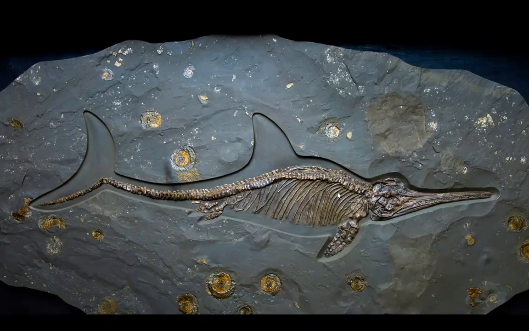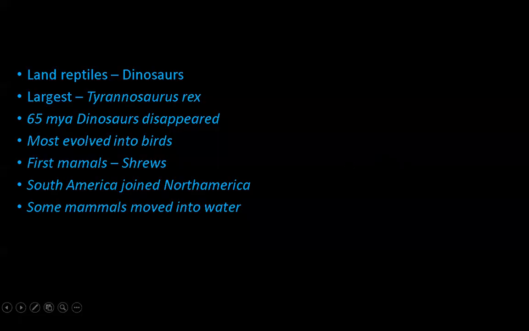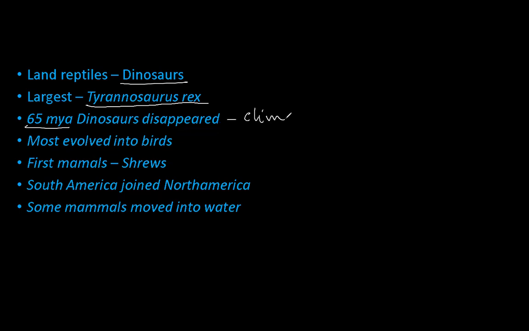And evolution continued. The largest reptiles were the dinosaurs. And among them, the largest one was Tyrannosaurus rex. We saw it in Jurassic Park. And 65 million years ago, dinosaurs disappeared due to change in climate. Climate change caused them to disappear. And most of them turned into birds.